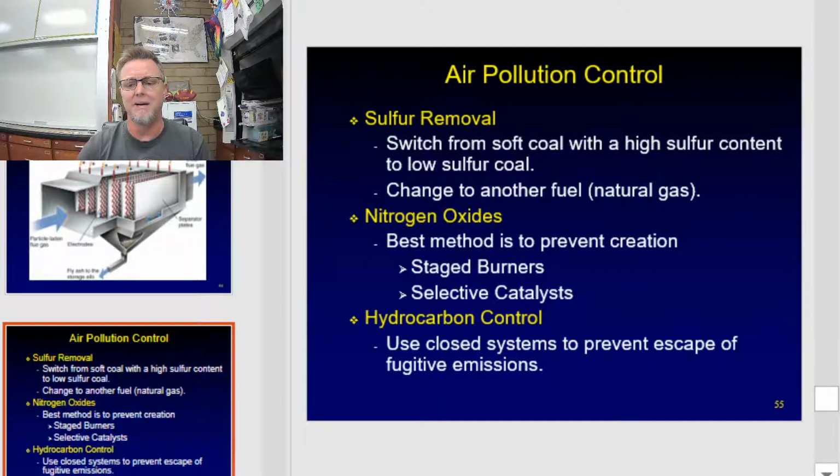All right, other air pollution controls, for sulfur, nitrogen oxides, and hydrocarbons. For sulfur, you can switch from soft coal that has high sulfur content to a low sulfur coal. You can basically just avoid nitrogen oxides by using staged burners and selective catalysts in place of them. Hydrocarbon control: use closed systems to prevent the escape of fugitive emissions, to prevent the hydrocarbons from escaping.